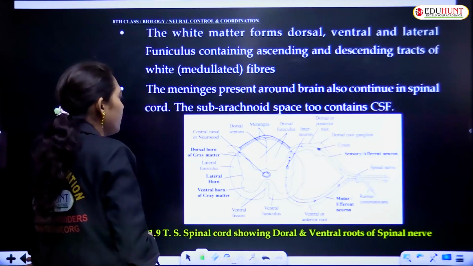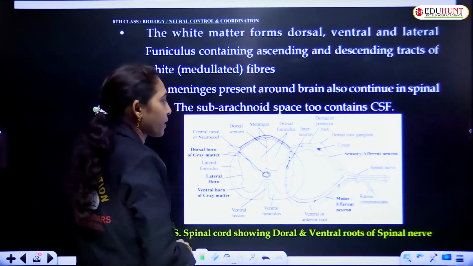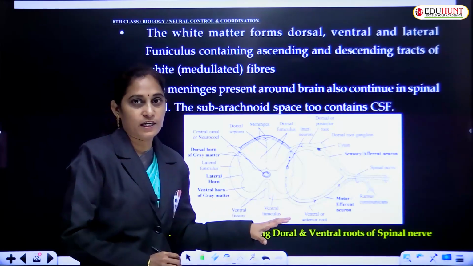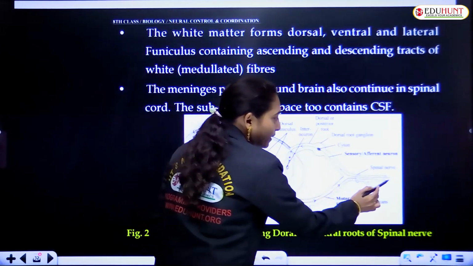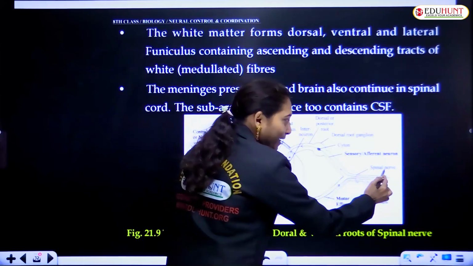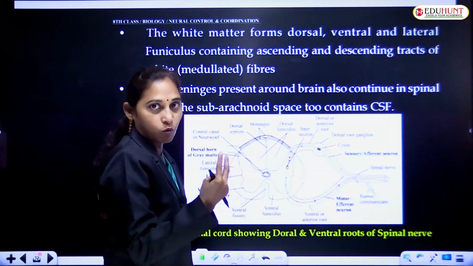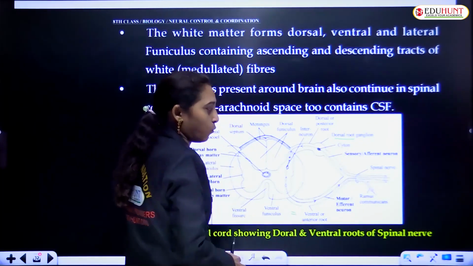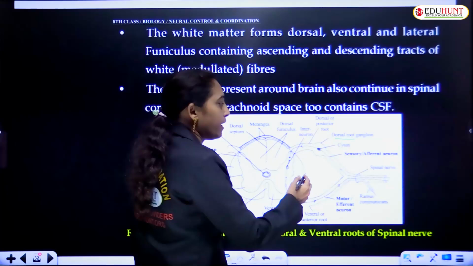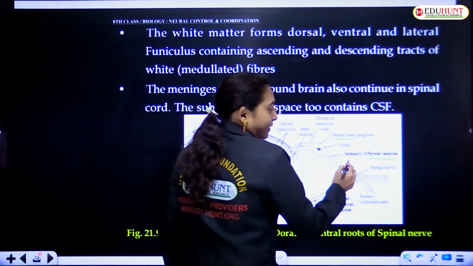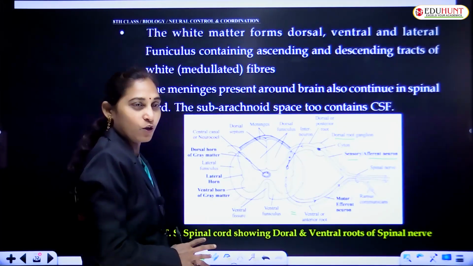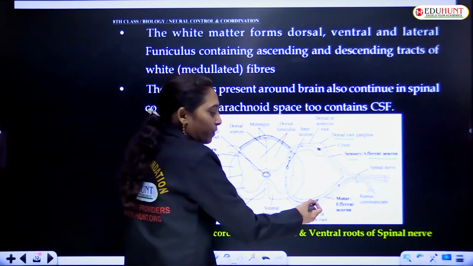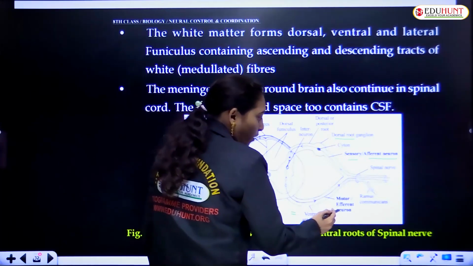I'll show you the picture. This is the picture where you can see both the anterior as well as the posterior roots. This is the spinal nerve and it has two roots: one is the dorsal root and the second one is the ventral root. You can see the dorsal root as an afferent neuron, that is the sensory root. And here downwardly you can see the ventral root, or the motor root.